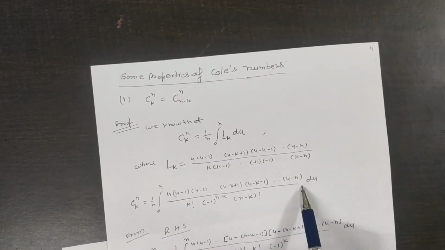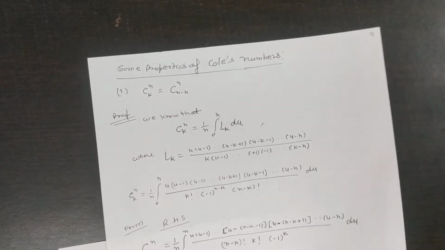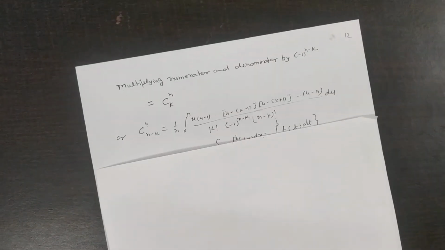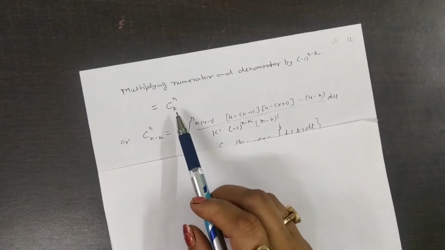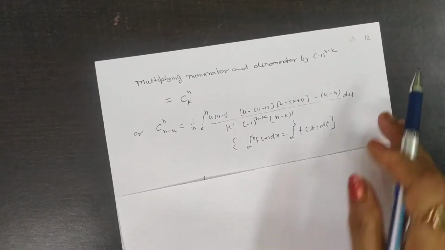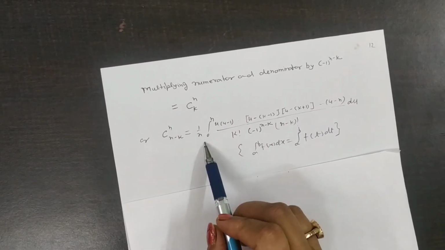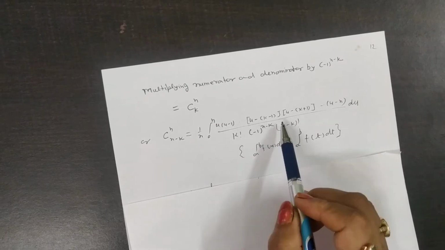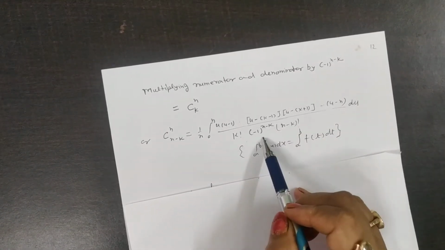Yes, u goes into u minus 1, and you get the same. So you see that this is also equal to C_k^n, or rather C_{n-k}^n, which again is equal to u minus 1 minus k factorial.